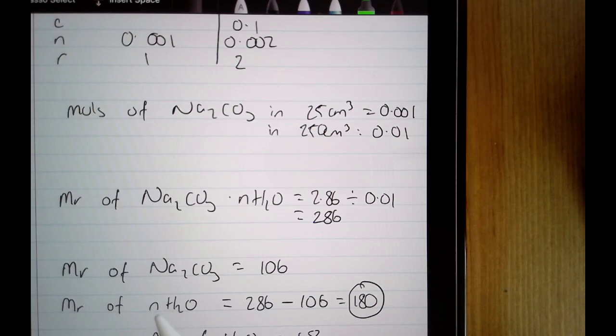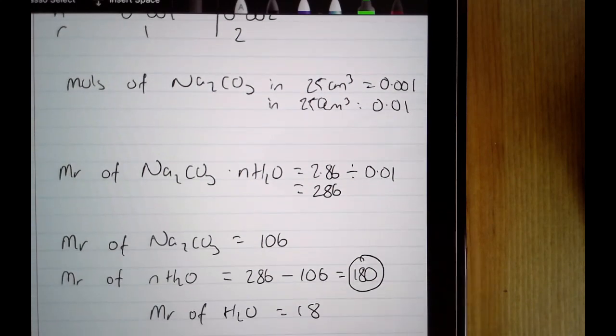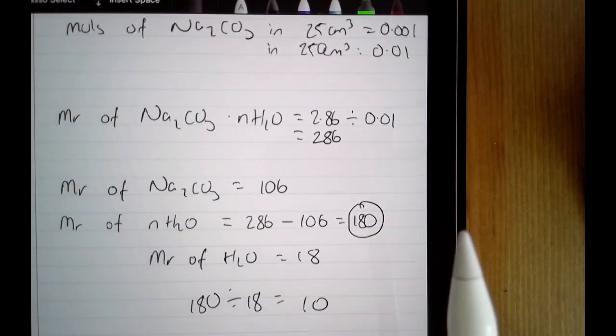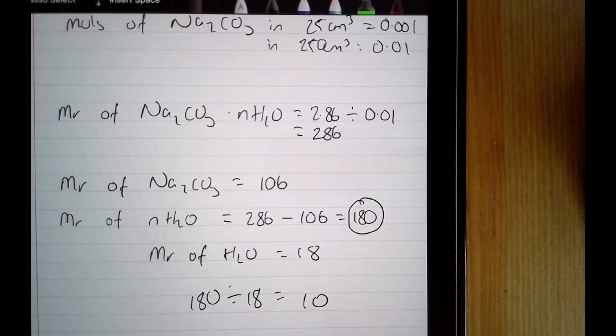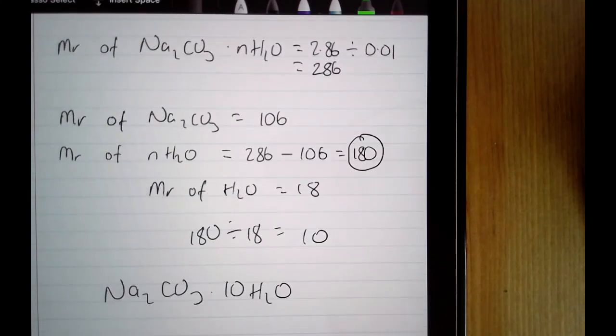However, we're asked to identify N, so how many molecules of water do I have if the total formula mass of water is 180? Well, each individual molecule of water has a formula mass of 18, therefore I do 180 divided by 18 and I get 10. I've got 10 molecules of water in this hydrated sodium carbonate.